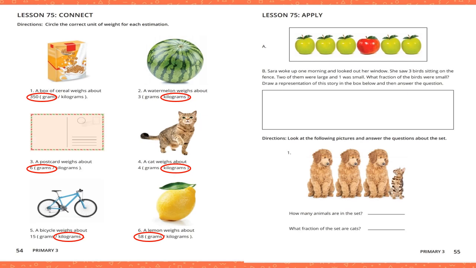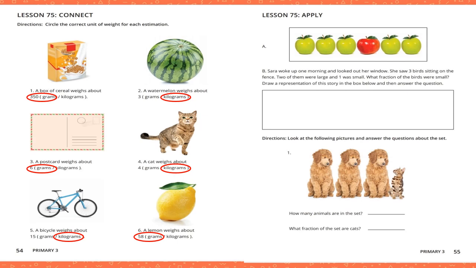And the fraction of green apples. How many green apples do we have? 5. 5 out of what? 5 out of 6 apples. So it's 5 over 6. The fraction of green apples, 5 over 6. And the fraction of red apples, 1 over 6.